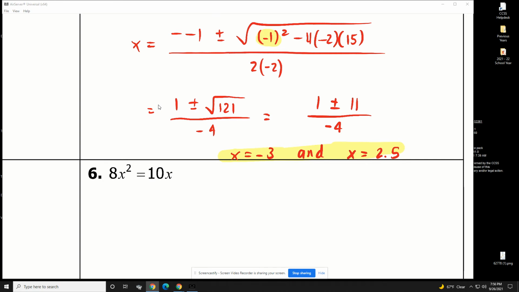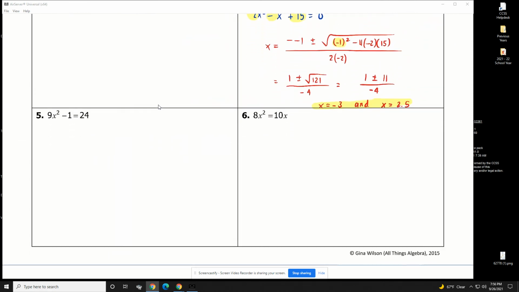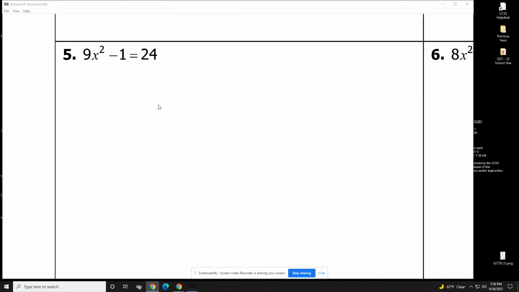Okay, I hope you understand that. Not crazy hard, but it does have some challenges. Let me show you what happens on a problem like number 5. Look at number 5 with me. We're going to subtract that 24 to bring it over here. So negative 1 minus 24 is negative 25, and that equals 0. Now I know that you can look at this problem probably and notice that it's difference of squares, but remember, we're using the quadratic formula right now to solve these. So what's a?